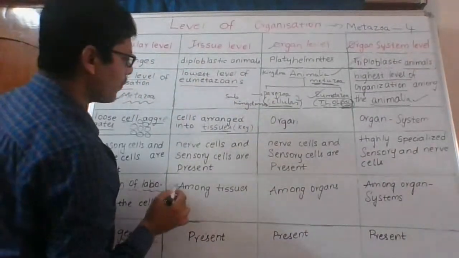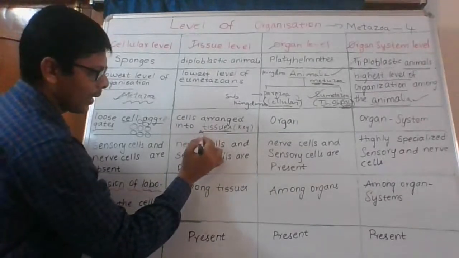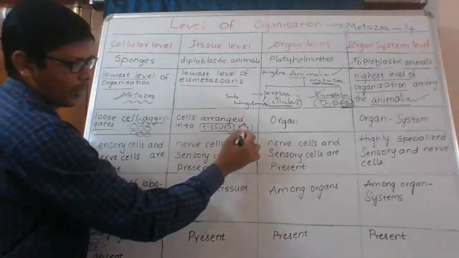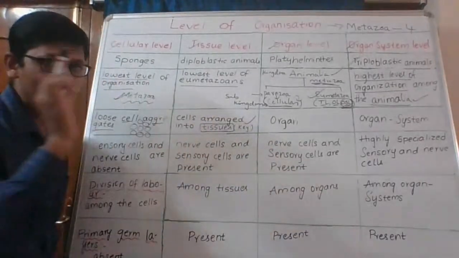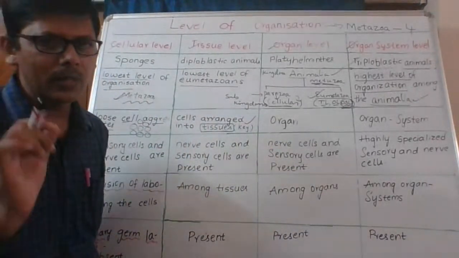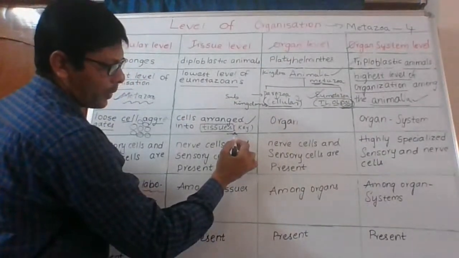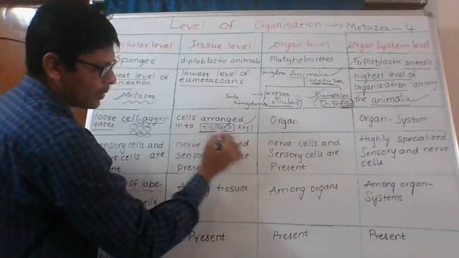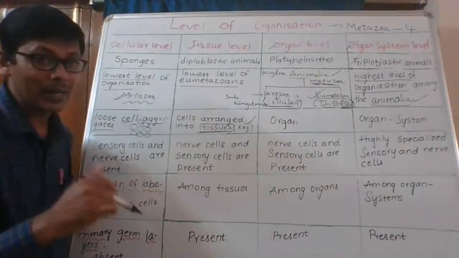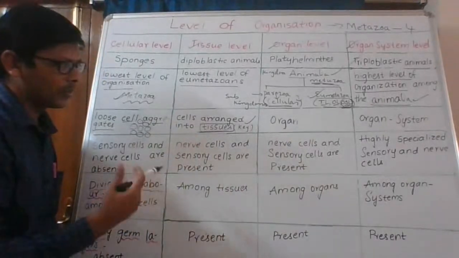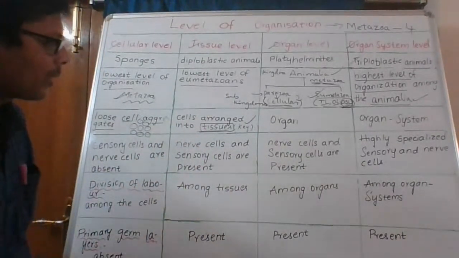In the tissue level of organization, cells are arranged into tissues. Formation of tissues is the first key transition in Animalia. Transition means change. Formation of tissues is a big change in the evolution of animals.